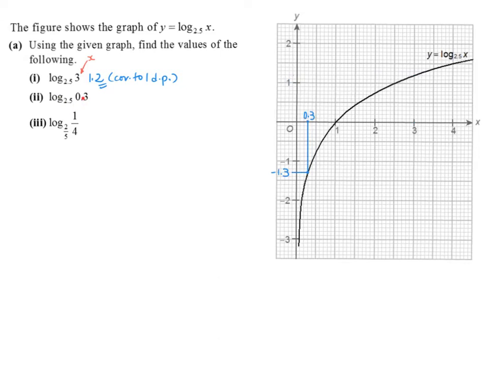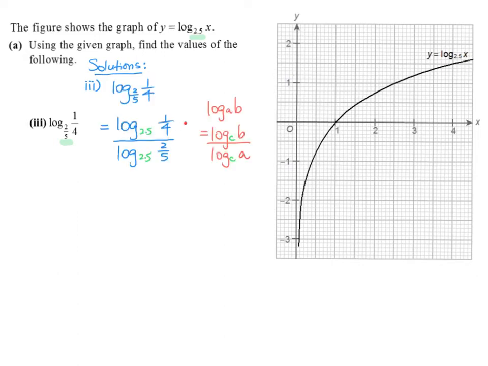Now likewise, when x equals 0.3, we go here, draw this line here, and the corresponding y would be negative 1.3, correct to 1 dp. Now for part 3, note that the base on the graph and the base that we wanted are actually different. So how do you put them together without using a calculator?